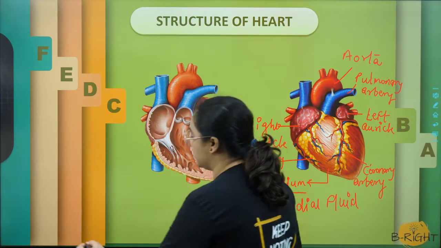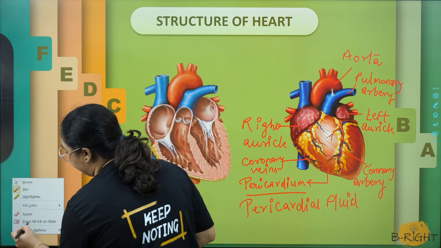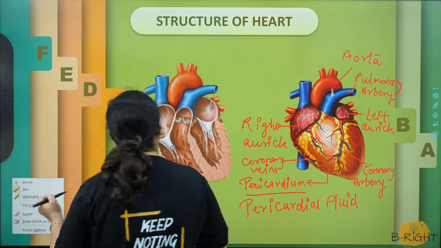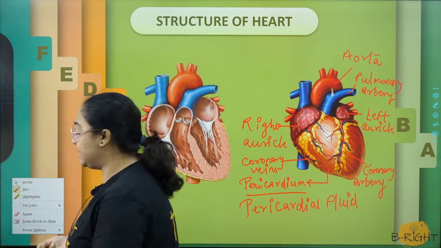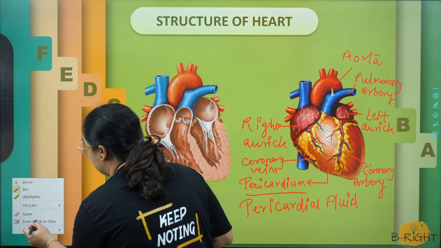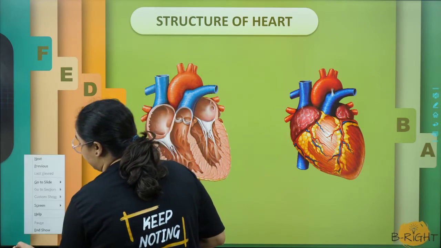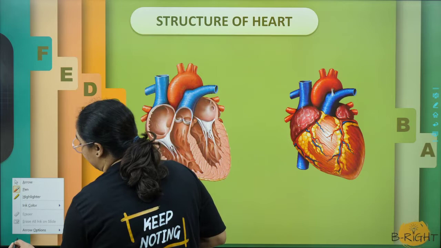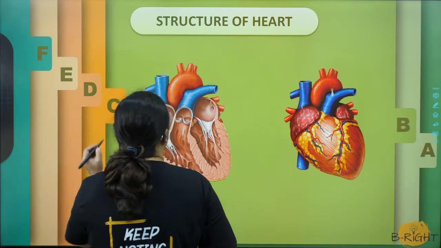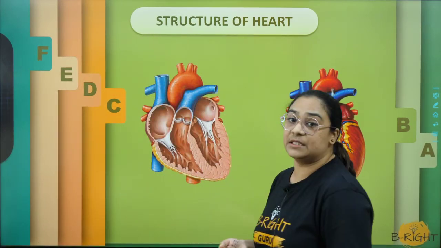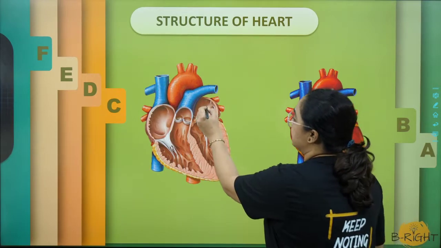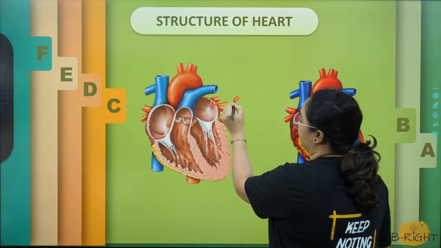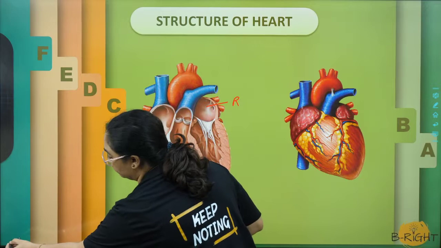Now let's see the internal structure labeling very quickly. So I want everyone to note it down, obviously, so I'm erasing it. Now let's see the internal structure labeling. Now in the internal structure labeling, you can see this is left auricle.